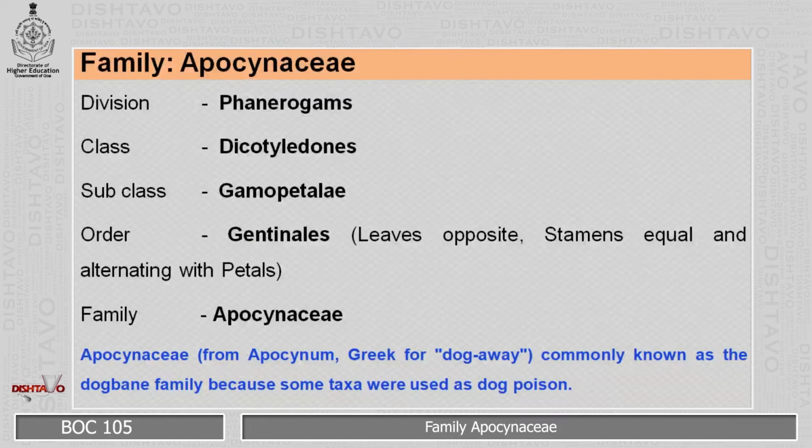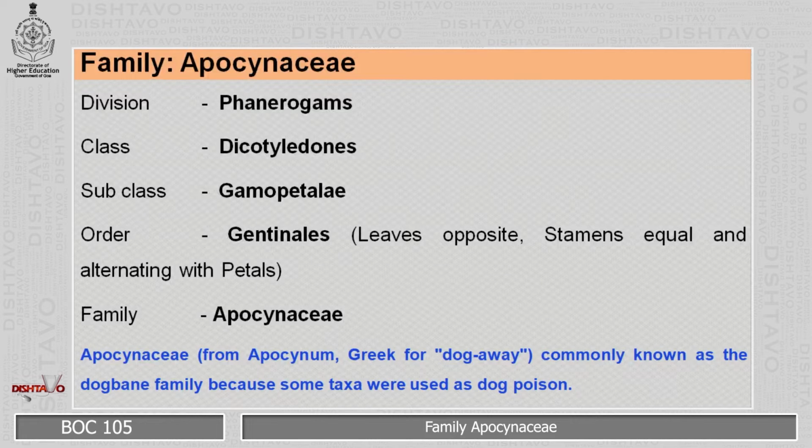Family Apocynaceae, the main thing is classification. Now we classify this family under Bentham and Hooker's system of classification. It comes under division Phanerogams. Now we know Phanerogams are flowering plants, so all flowering plants will come under division Phanerogams. Then class Dicotyledonae, or dicotyledons, because the plants show two cotyledons, reticulate venation and a taproot system.